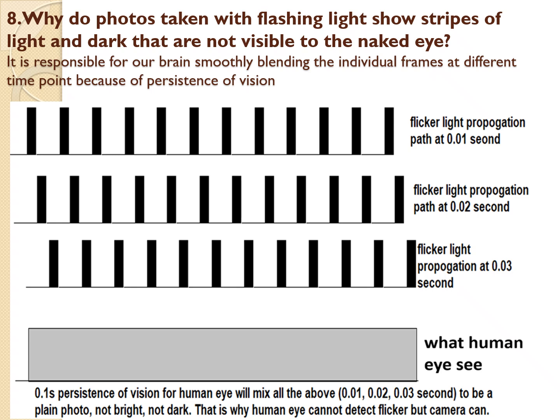0.01, 0.02, 0.03 second to be a plain photo, shown on the fourth diagram. Not bright, not dark. That is why the human eye cannot detect flicker, but a camera can.